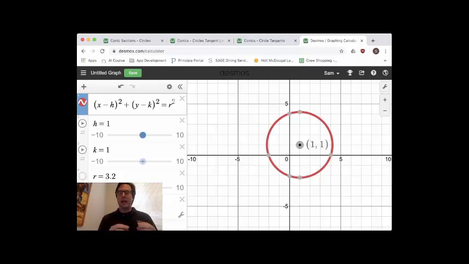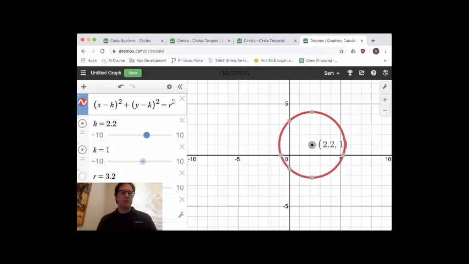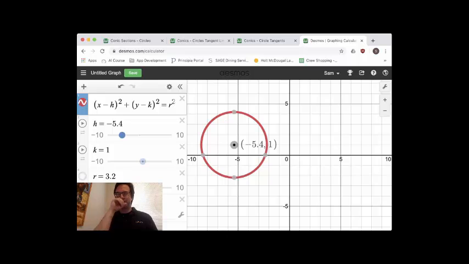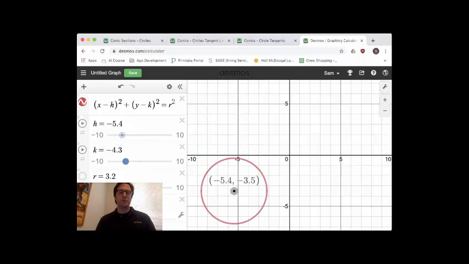So your h value, which is connected with your x value, is what's going to move it left and right. So as h increases, we're going to move the circle to the right. And as h decreases, we're going to move the circle to the left. Similarly, our k is what's going to shift the graph up or down, and that's always the value that's associated with y. So as we increase k, the circle moves up. As we decrease k, the circle moves down.